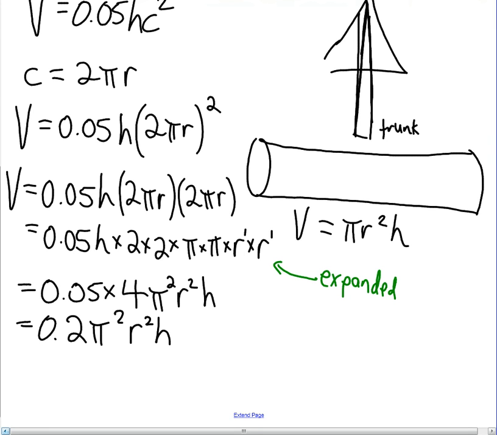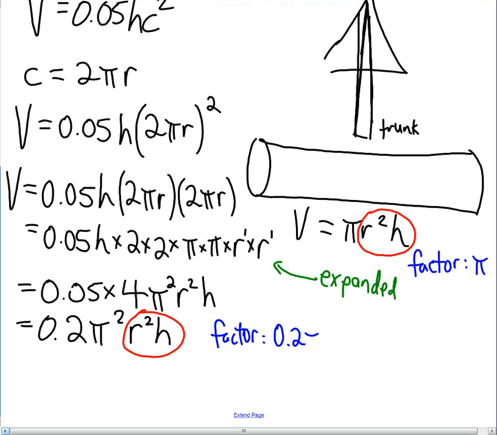So it looks a lot like the volume of a cylinder formula. We've got the r squared h part here. Here we have the r squared h part. The only difference with the volume of the wood in a tree is that it's not quite the same factor. So if we were to just compare those two factors, in the volume of a cylinder, the factor that we multiply r squared h by is pi. And here, in this formula, for the volume of wood in a tree, the factor is 0.2 times pi squared.